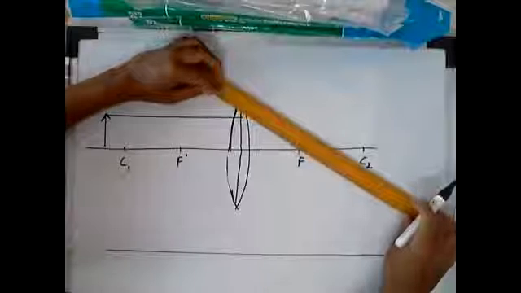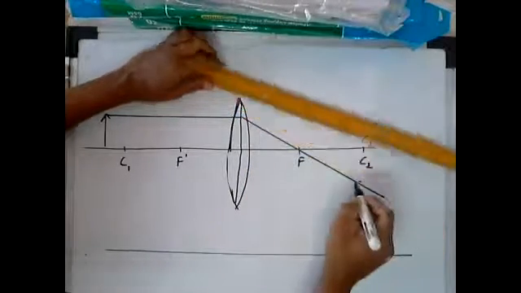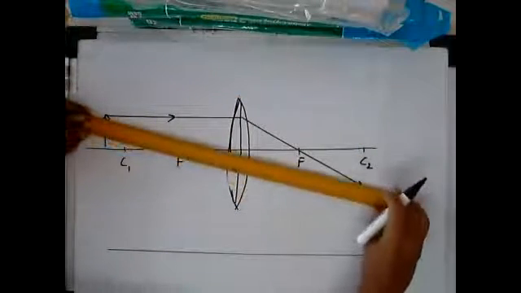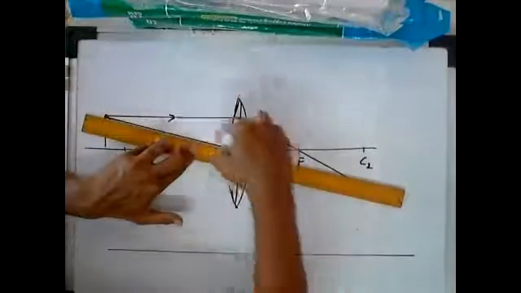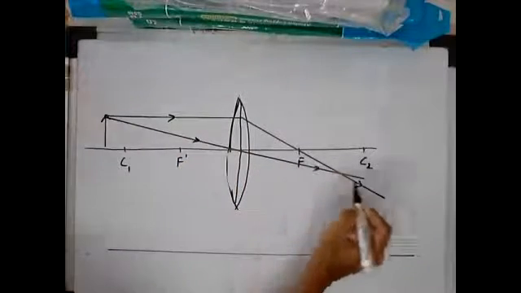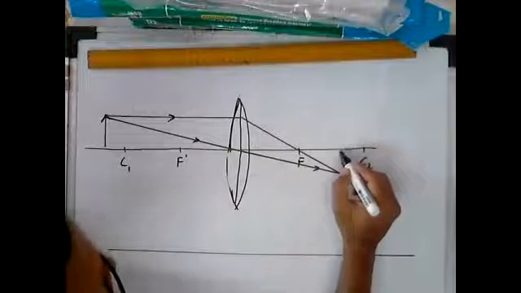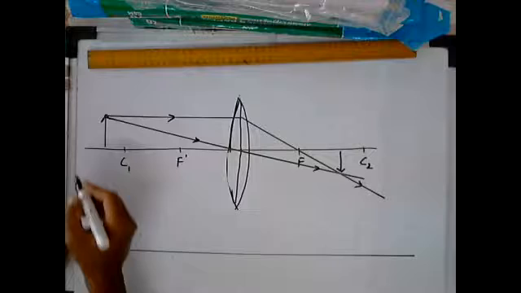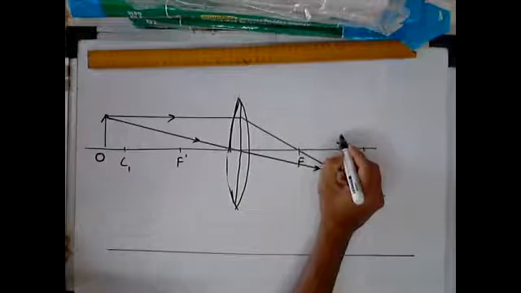So that ray is going to refract, pass through the focus, and another ray of light is going to pass through the optical center, pass undeviated, and we will be obtaining an inverted image of the object. So this is the object O, and this is the image I.